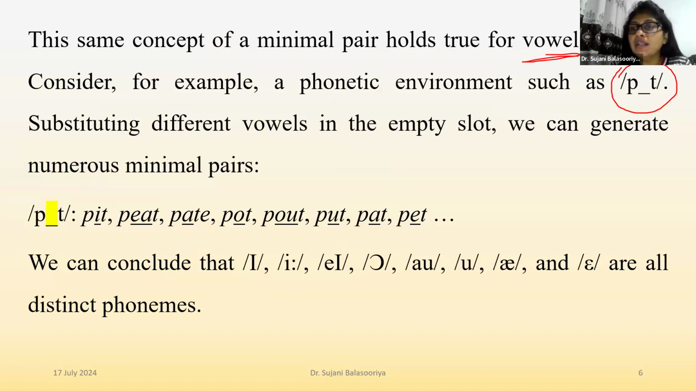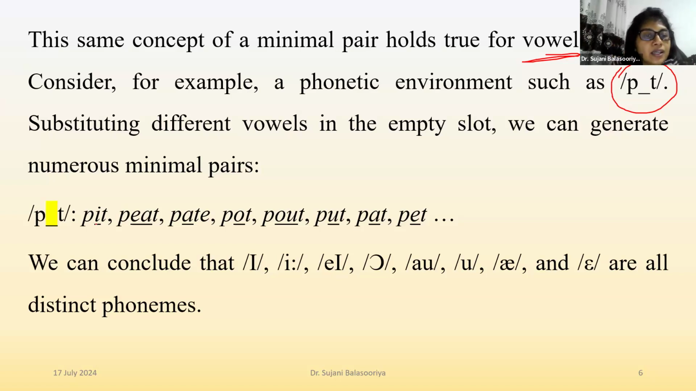Sound in the middle. That's what we are going to pay our attention to, right? Here, the place I have highlighted in yellow, in between P and T. So what can we do? We can fill in this blank with whatever vowel we like. Now you can see the options here.